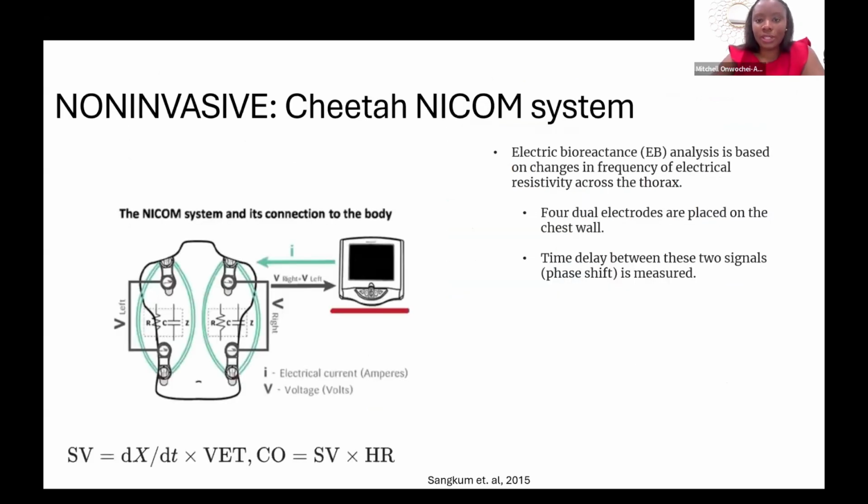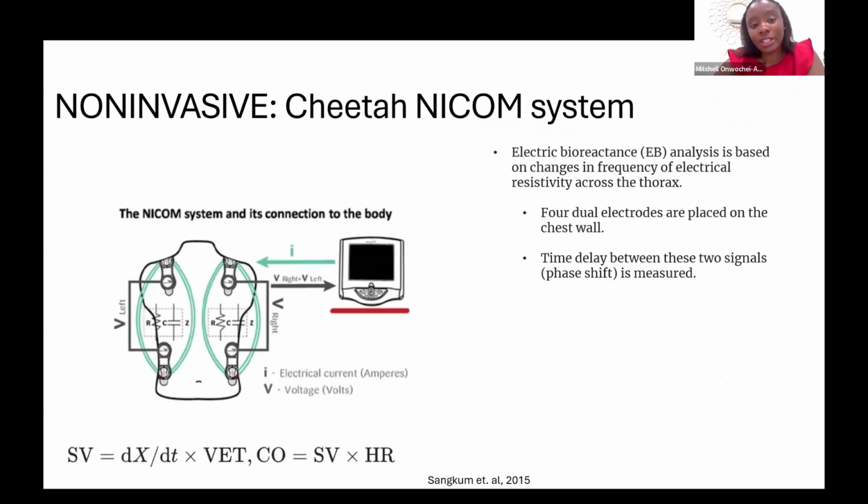And another non-invasive one is your Cheetah/NICOM system, which uses electric bioreactance analysis. And it's based on electrical resistivity. So you pretty much apply 2 dual electrodes on the upper torso of your chest wall and 2 on the lower part of your chest wall.